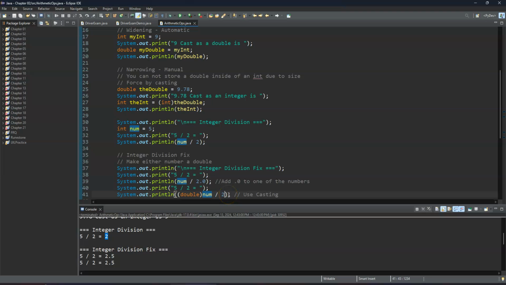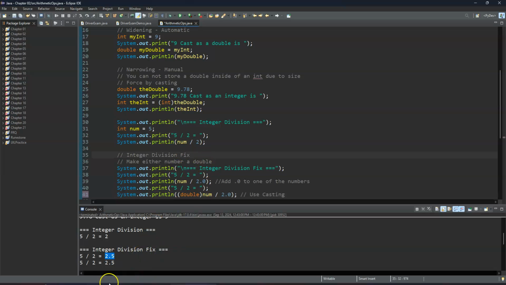I could also do both. So I could do this, and it would still work fine. As long as one or both of those numbers is not an integer, is a double or a decimal, it won't do integer division. And as you can see, it'll do the correct math.